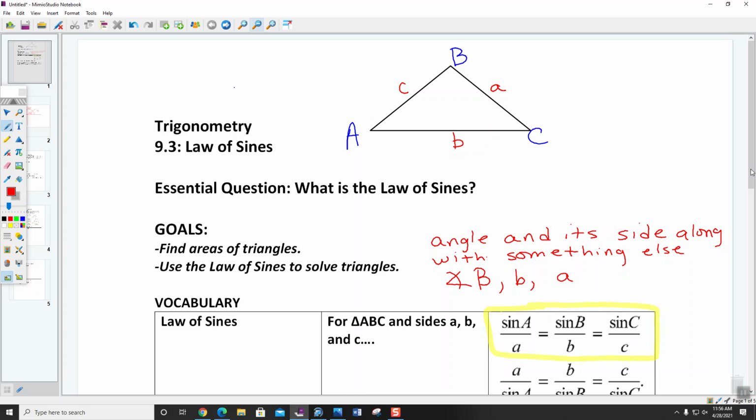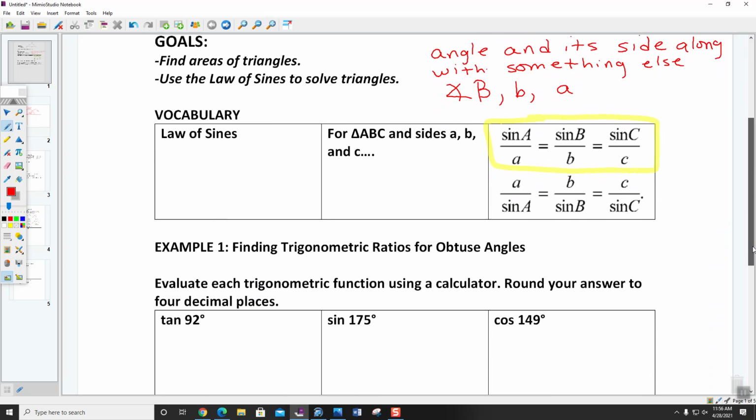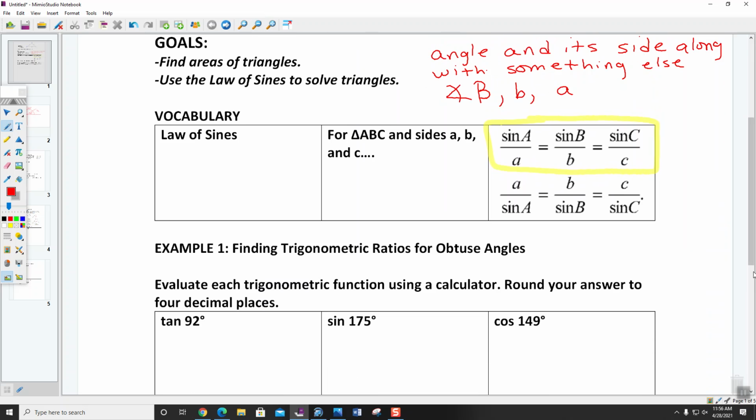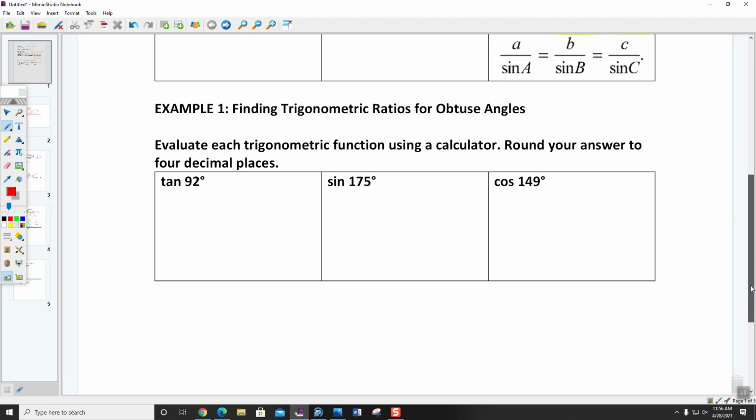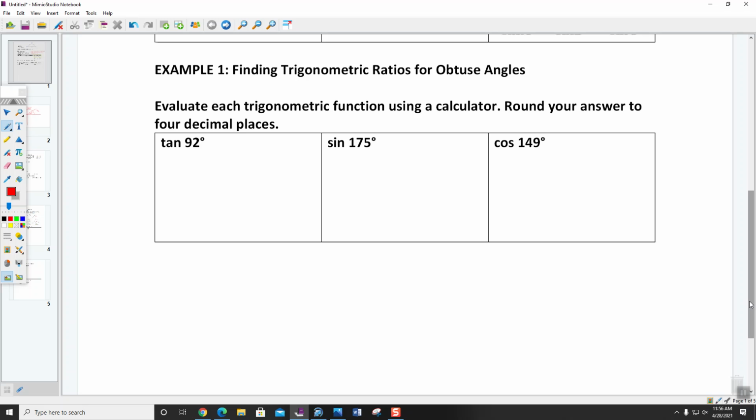So let's make sure we all agree on our calculators first. Make sure we're all in the right mode. This down here says evaluate each trig function using a calculator. Round your answer to how many decimal places, kids? 4 decimal places. So when you punch in tangent of 92 degrees, what kicks out at you? Negative 28.6363.